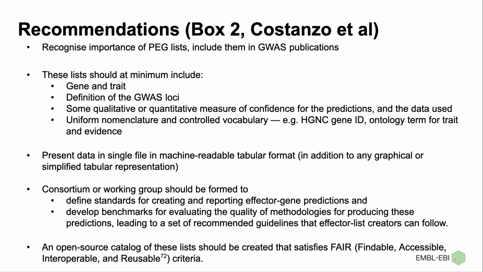To recognize the importance of lists, we recommended they be included in GWAS publications. These are the minimal things that they should include: gene, trait, some definition of the locus, some quantitative or qualitative measure, and uniform nomenclature, in a single machine-readable file. It seems obvious, but it needs to be said. And that we do what we're doing here, form a consortium or working group to work on these standards, and ideally have some place for everything to be available in a FAIR manner. So I will end there and pass on to our next presenter.